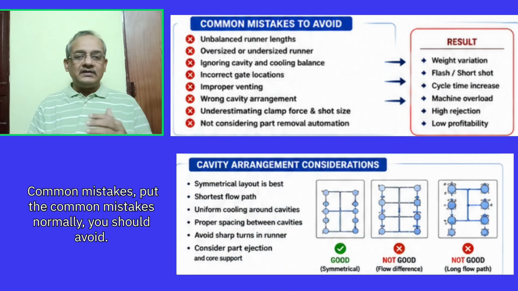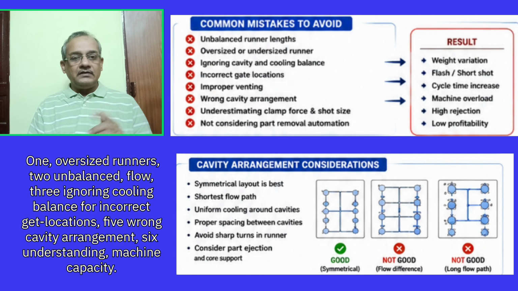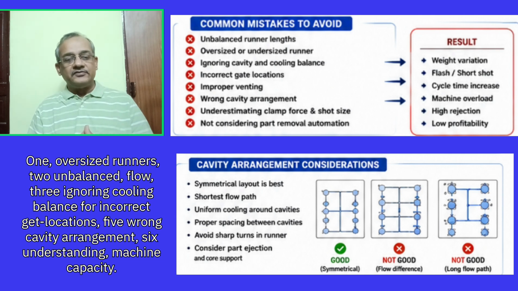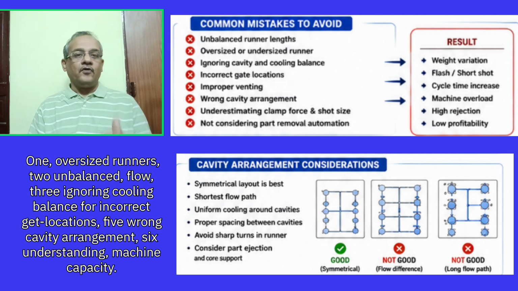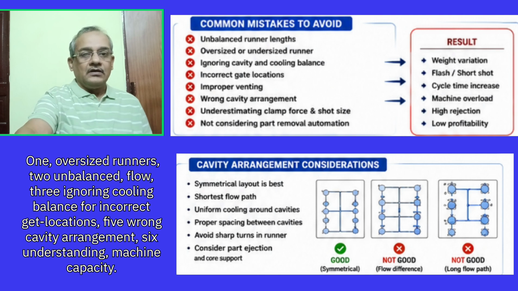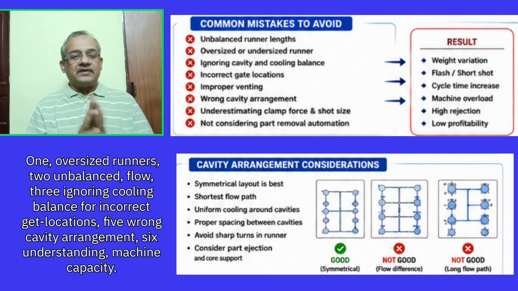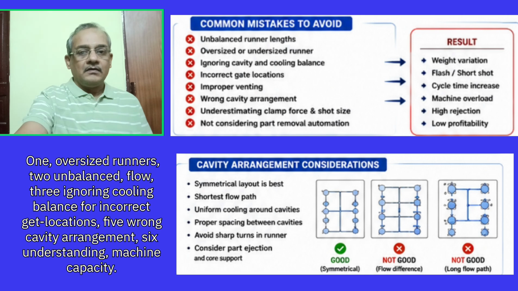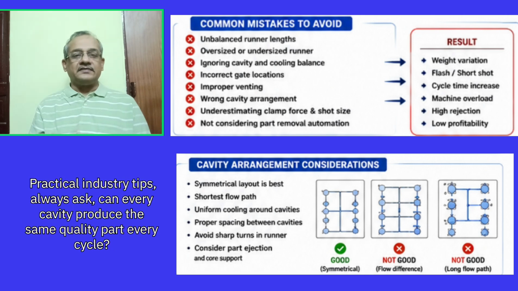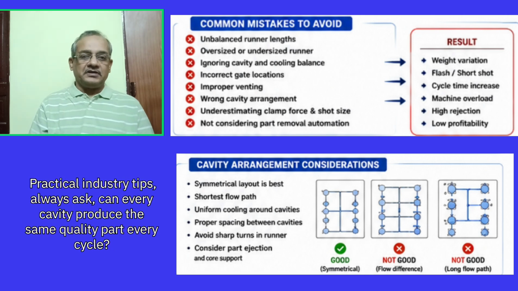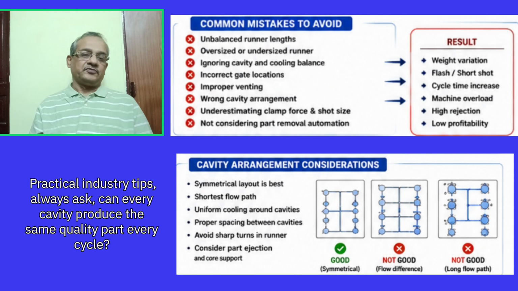Common mistakes. What are the common mistakes you should normally avoid? 1. Oversized runners. 2. Unbalanced flow. 3. Ignoring cooling balance. 4. Incorrect gate locations. 5. Wrong cavity arrangement. 6. Underestimating machine capacity. Practical industry tips.